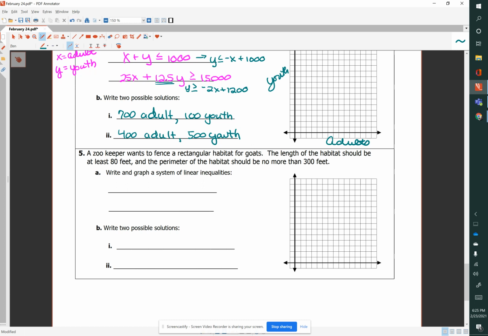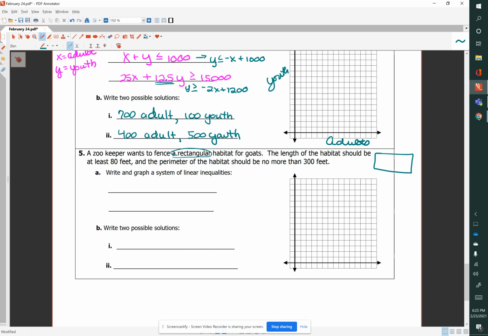This is about the zookeeper. He wants to make a fence, and he wants it to be rectangular. So he wants to make a fence sort of like that, okay? And that's going to be for his goats. Well, it's important that we know that it's rectangular. We don't need to know it's for goats, but they wanted to tell us that.